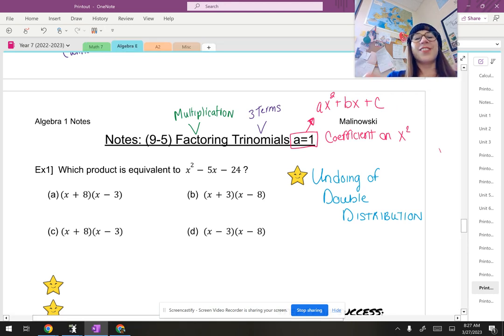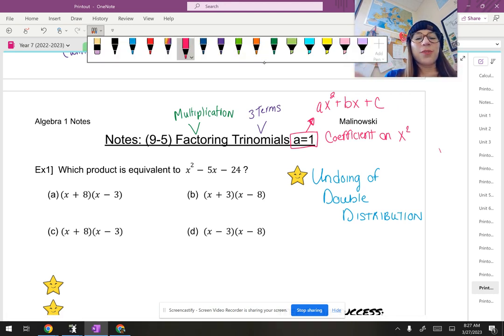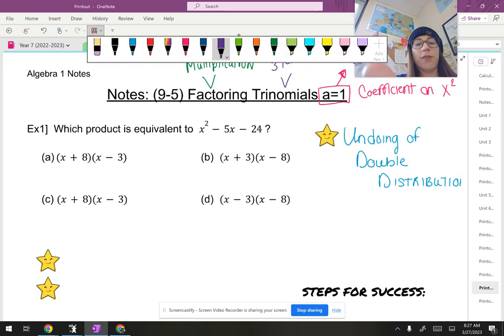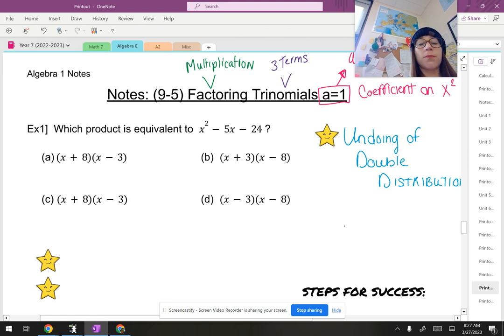All right, so example 1 here is a nice multiple choice question, and these show up on your Regents exam every year. This is great because you can definitely get this right by just being able to double distribute, which is why I've been drilling it into your brain.